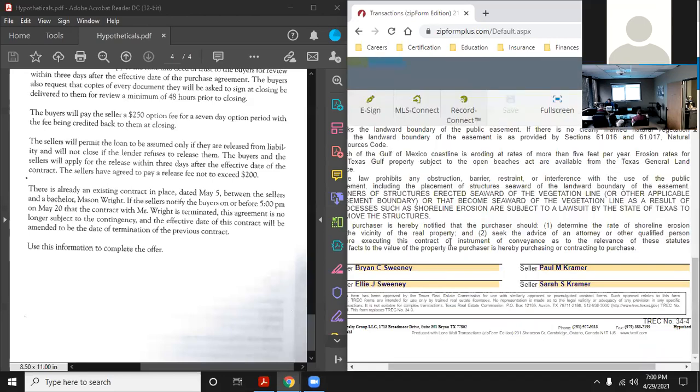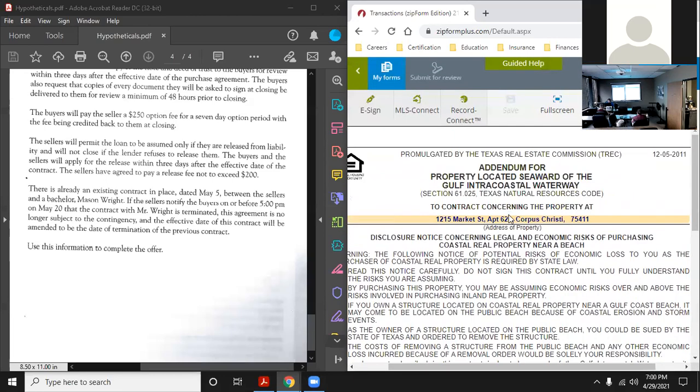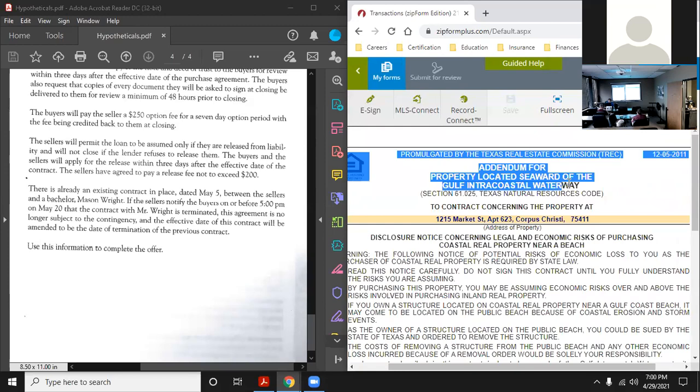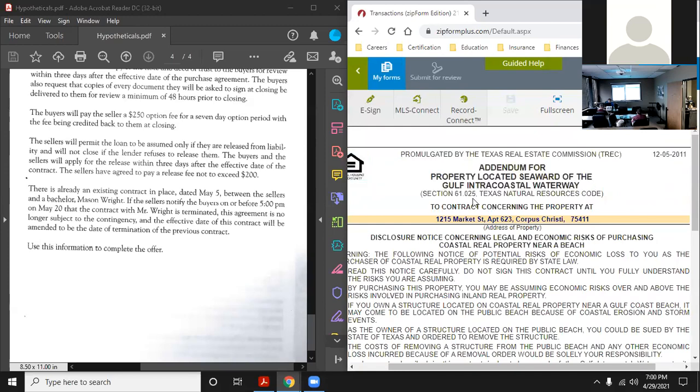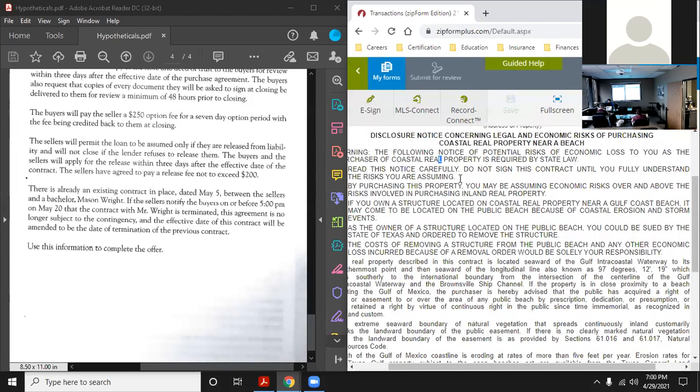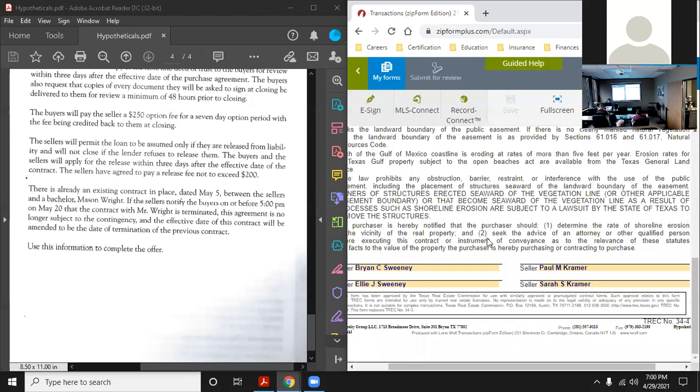And I believe it is the same for this. There's nothing to fill out on the addendum for property located seaward of the Gulf Intracoastal. It's just a bunch of notices. And then they sign at the bottom here.